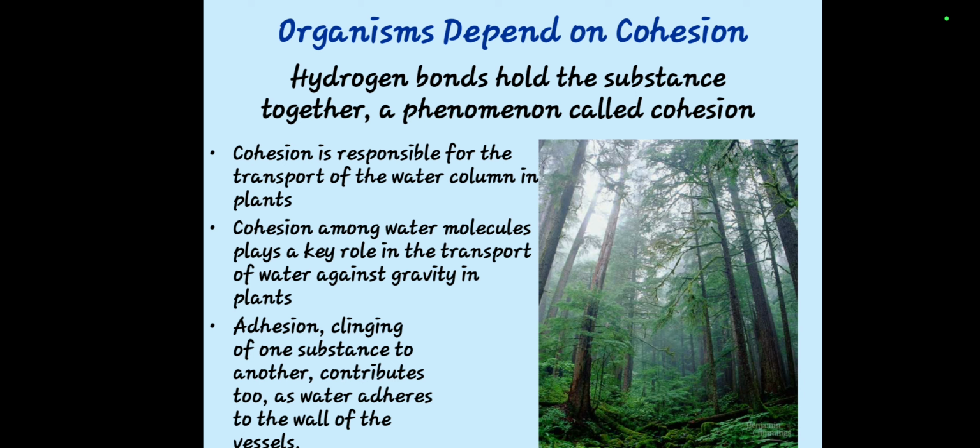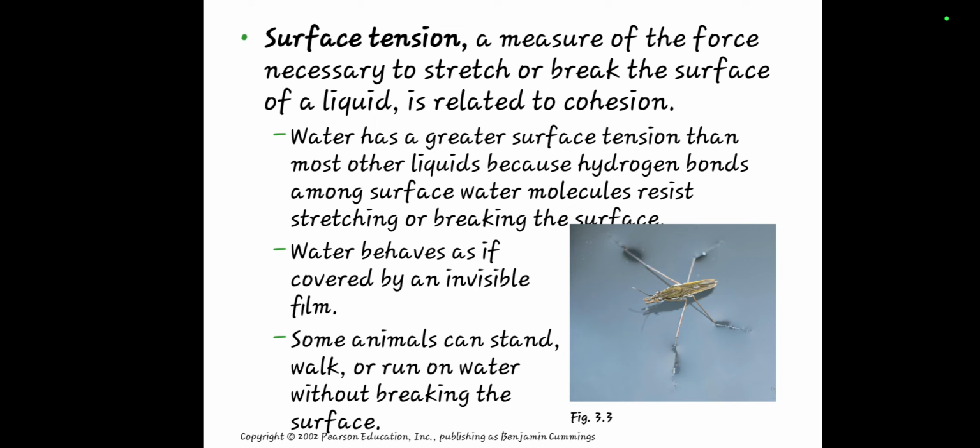Let's proceed. Another process in particular on water is surface tension. We already know this process. Surface tension is very well known in different experimentations pertaining to water. It is a measure of the force necessary to stretch or break the surface of a liquid. It is related to cohesion because the same substances stick together due to mutual attraction. Water has a greater surface tension than most other liquids because hydrogen bonds among surface water molecules resist stretching or breaking the surface. That explains well why hydrogen bond is related to water.